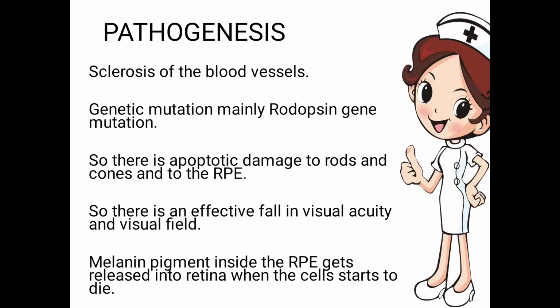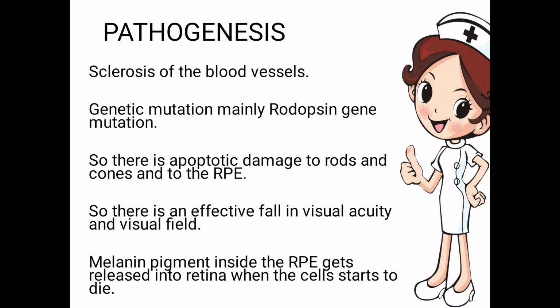There is an effective fall in the visual acuity and the visual field. First of all the visual acuity gets reduced and the visual field gets reduced. Visual acuity gets reduced, the patient can feel night blindness, and visual acuity keeps on decreasing, and then the visual field keeps on decreasing.